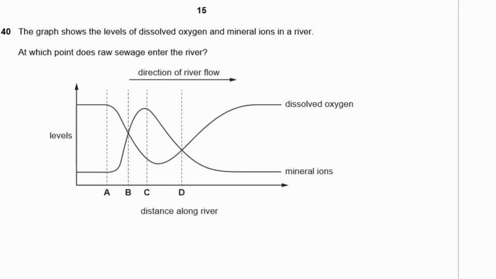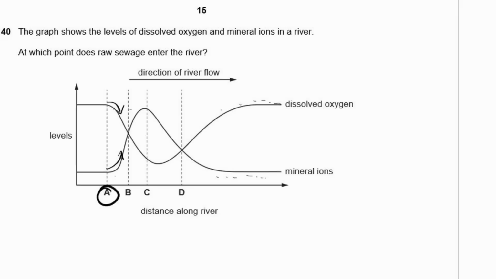Question 40. The graph shows the levels of dissolved oxygen and mineral ions in a river. At which point does raw sewage enter the river? The point where raw sewage enters the river is point A. You know this because that's when the minerals start to increase, because there's minerals in raw sewage, and the dissolved oxygen starts to decrease because you get eutrophication. As you move farther away from the site where it enters, it starts to go back to how it should. It takes a while for it to go back.